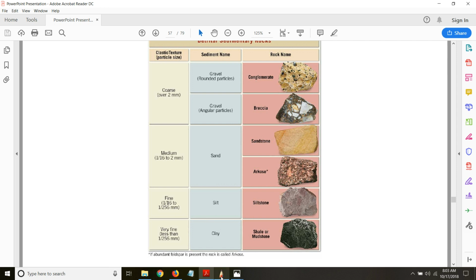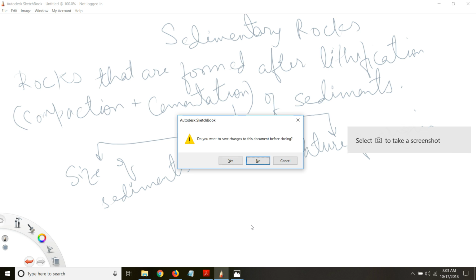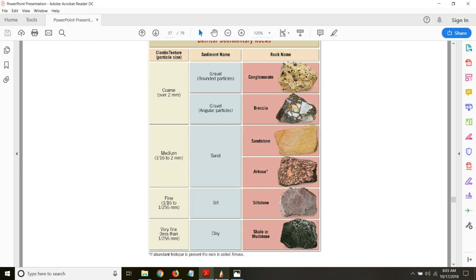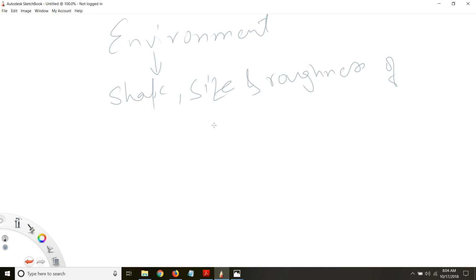So I will just quickly go over this. Environment plays a major role in the shape. It controls shape, size, and roughness of sediments. And how does that happen?